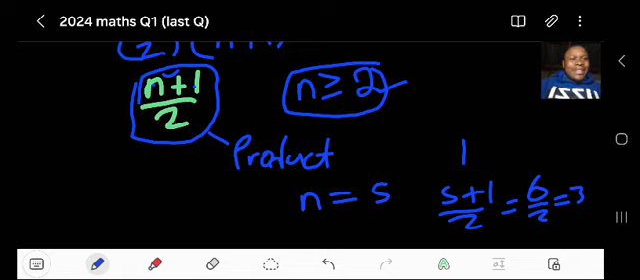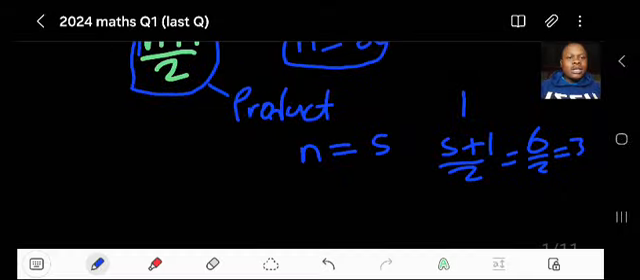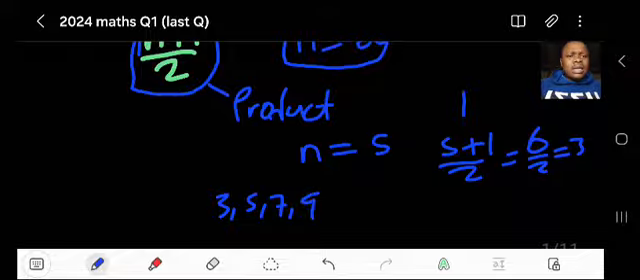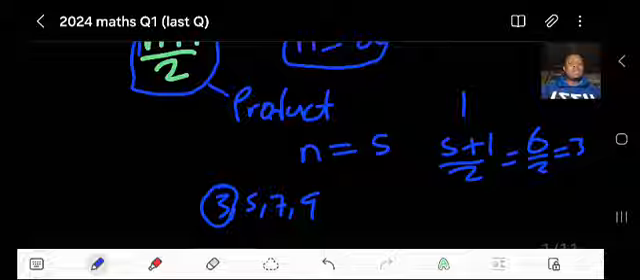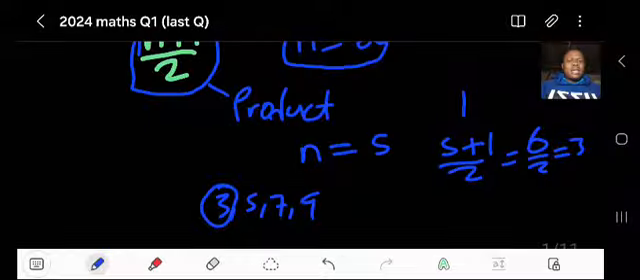However, n must be greater than 2. So what is the least value? If you check the integers, 3 is also an integer. The least value I can take is 3. Sorry, I want to say odd numbers: 3, 5, 7, 9. So these are supposed to be odd numbers.